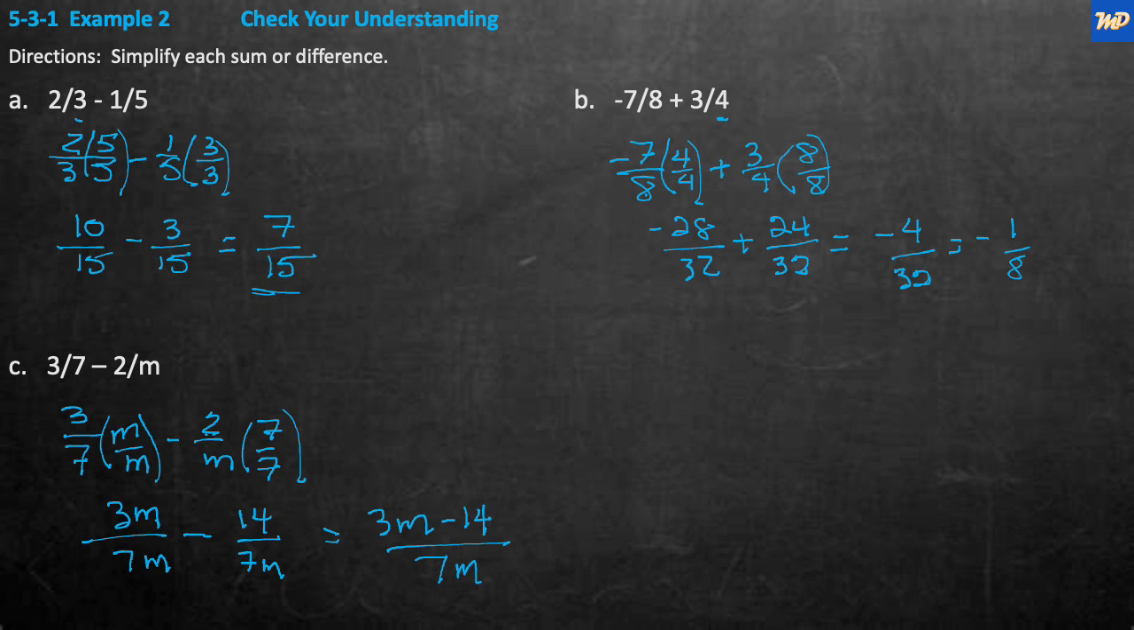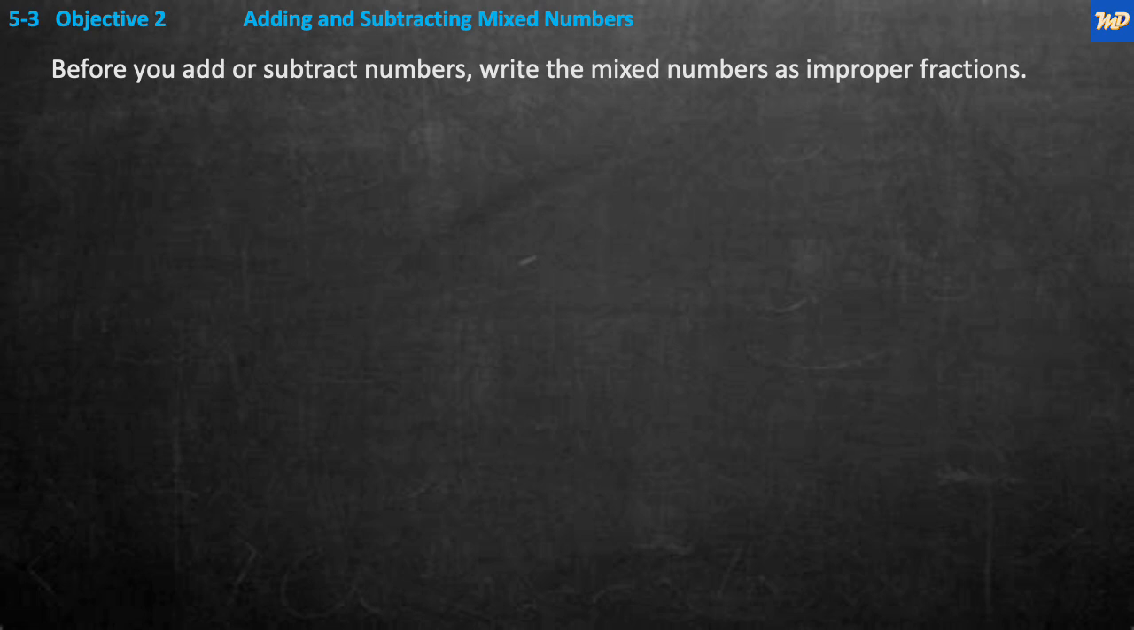Okay? Good. Okay, objective 2, adding and subtracting mixed numbers. So they're just telling us some information here. It says, before you add or subtract these fractions, write mixed numbers as improper fractions.